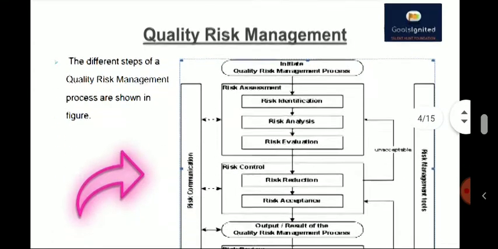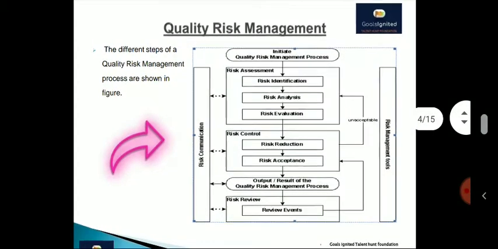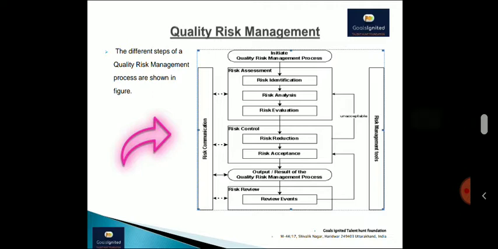So you will find here a flow chart of quality risk management, which depicts the different functions of quality risk assessment and management. Initially it is initiated by the concerned department. Then first of all there is the risk identification process, risk assessment, then risk control, and finally risk review.